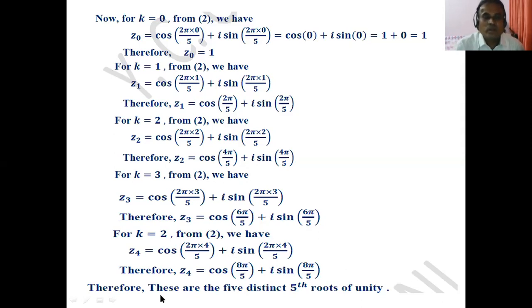Therefore the roots are z0 equal to 1, z1 equal to cos of 2 pi upon 5 plus i sin 2 pi upon 5, z2 equal to cos of 4 pi upon 5 plus i sin 4 pi upon 5, z3 equal to cos of 6 pi upon 5 plus i sin 6 pi upon 5, and lastly z4 equal to cos of 8 pi upon 5 plus i sin 8 pi upon 5. These are the five distinct fifth roots of unity.